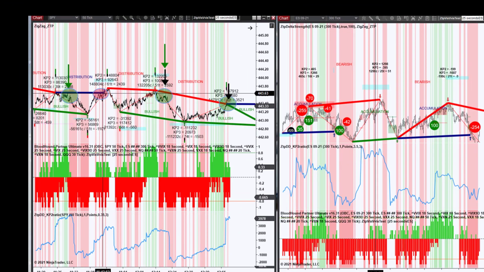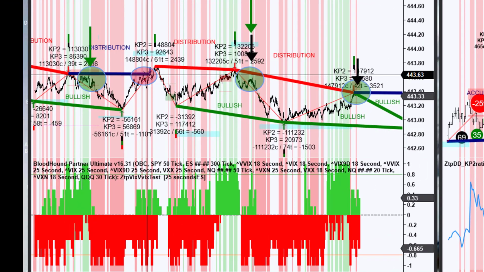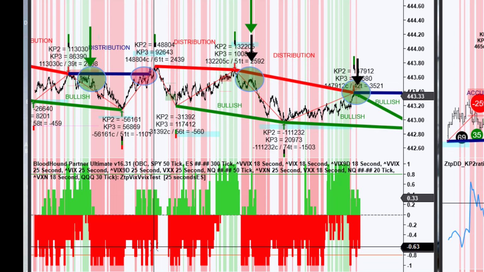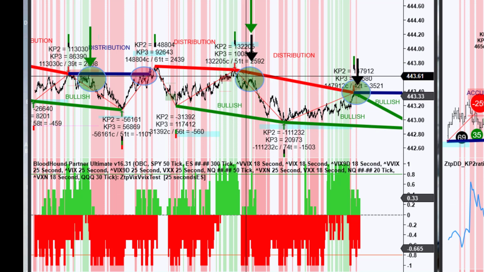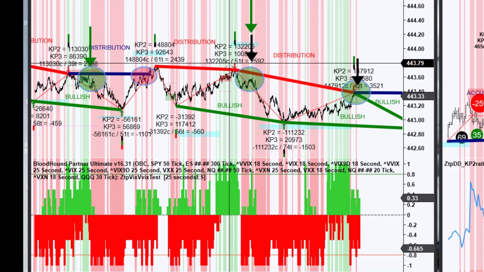Next, we're going to have a distribution short, again, which just trades 10 cents higher than the previous high. So we're going to have to call that a loss, even though the VIX was with us the entire time. That takes us into a distribution short trade.